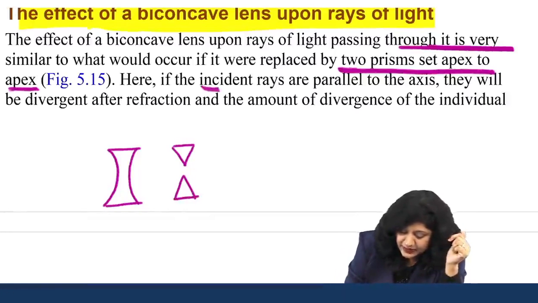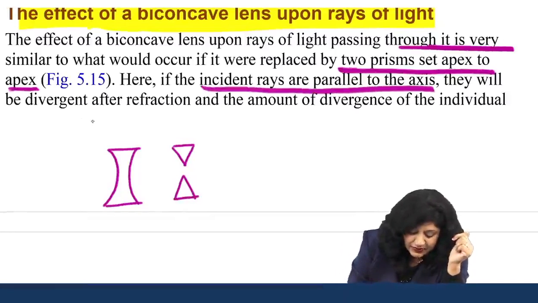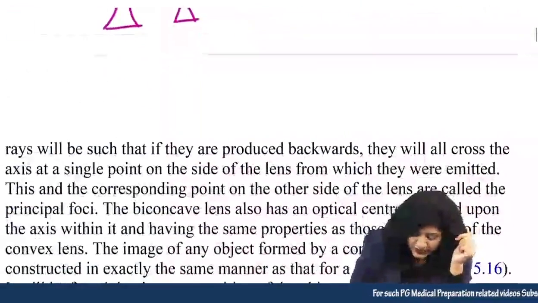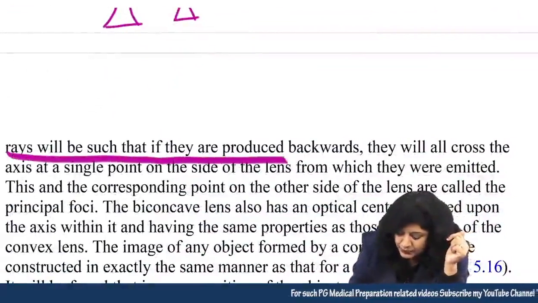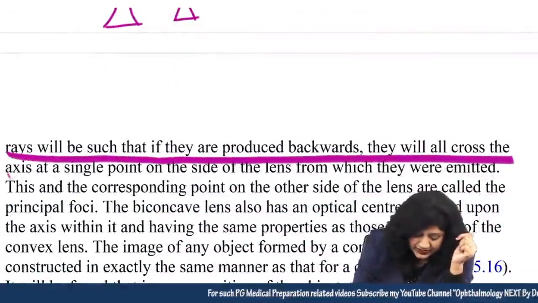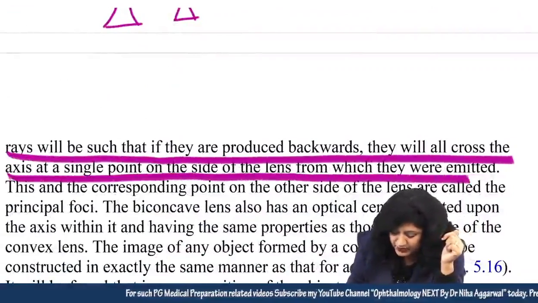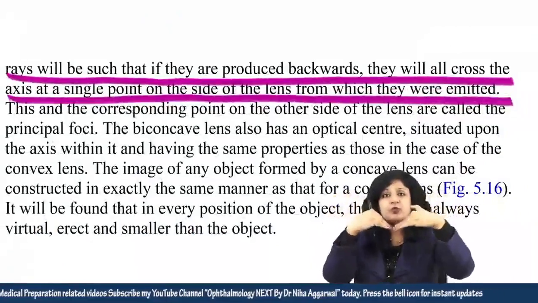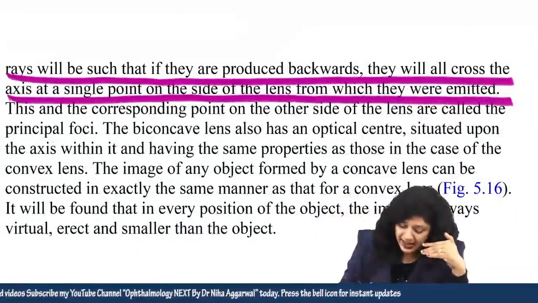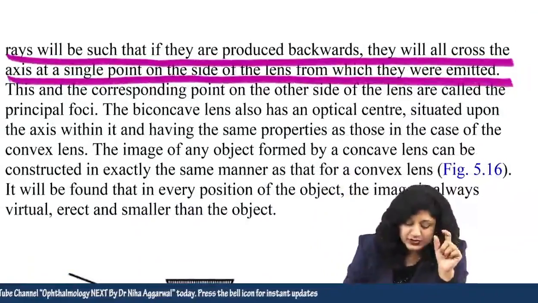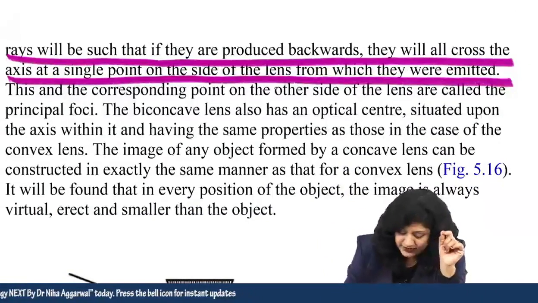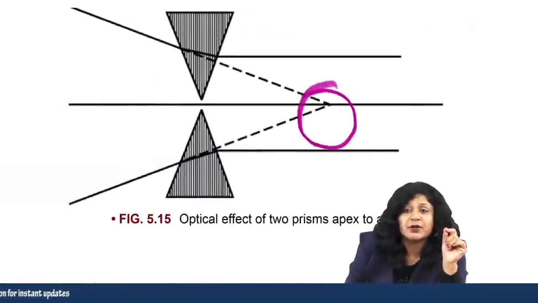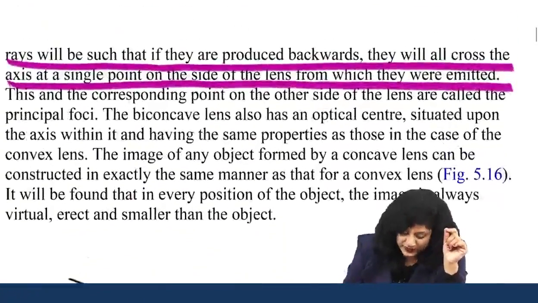Here what is happening is that if the incident rays are parallel to the axis, they will be divergent after the refraction, and the amount of divergence of the individual rays will be such that if they are produced backwards, they will cross the axis at a single point on the side of the lens from where they are emitted. So what is happening now? Now they are going towards the apex. And they will all cross the axis at a single point on the side of the lens. So it will be something like this. They will be coming to a point focus.